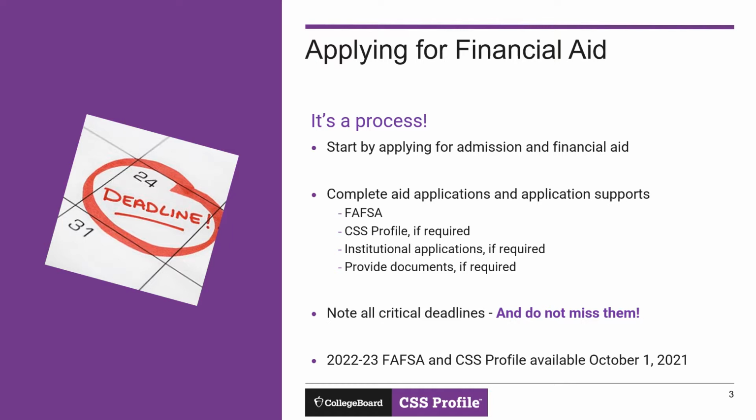And then finally, for both the 2022-23 FAFSA and CSS Profile, they will be available on October 1st. This happens each year, and each October's application applies only to the upcoming academic year. So the October 1st, 2021 FAFSA and CSS Profile can only be used to apply for aid for the 2022-23 academic year.